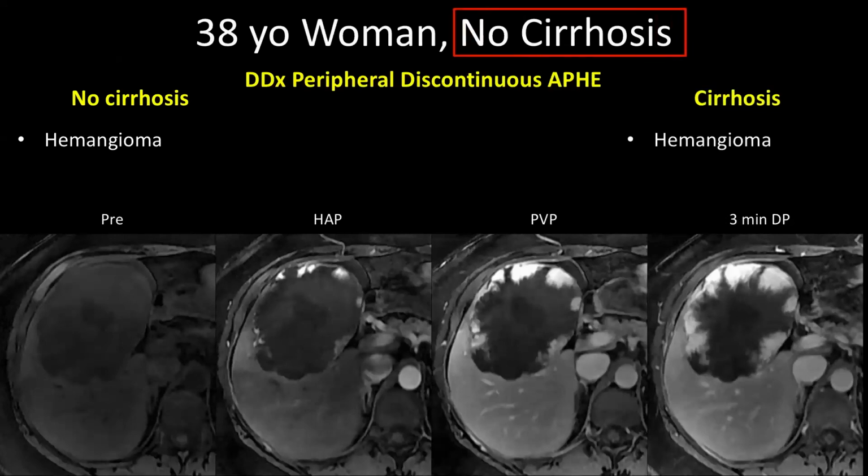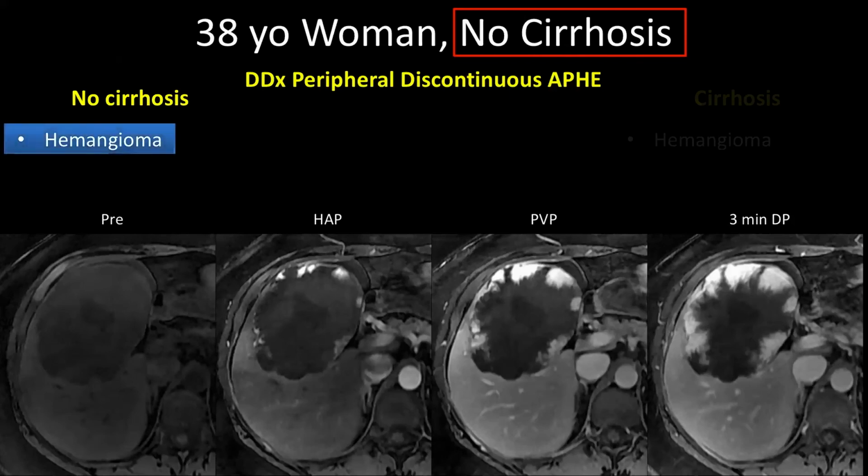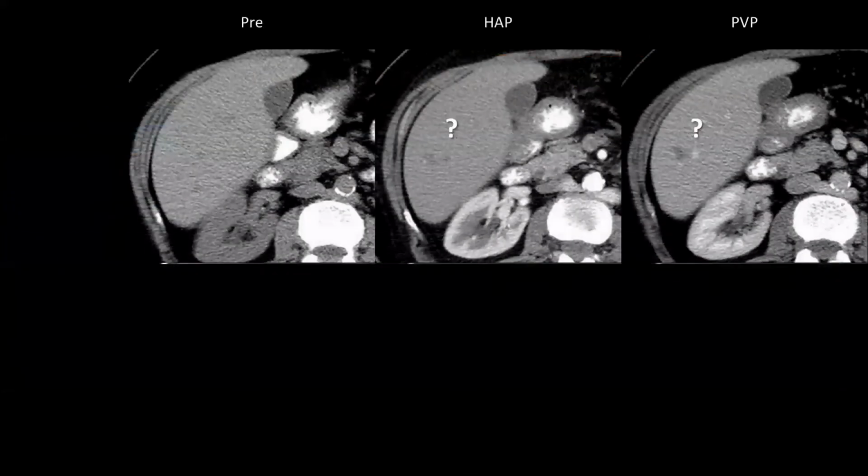So then the question is, okay, this patient has no cirrhosis, so this was a slow fill venous malformation, but it's benign. So why am I showing you this? Well, this is so easy. There's no differential diagnosis. And the reason I'm showing it to you is it's not always easy. But first, let me show you this.